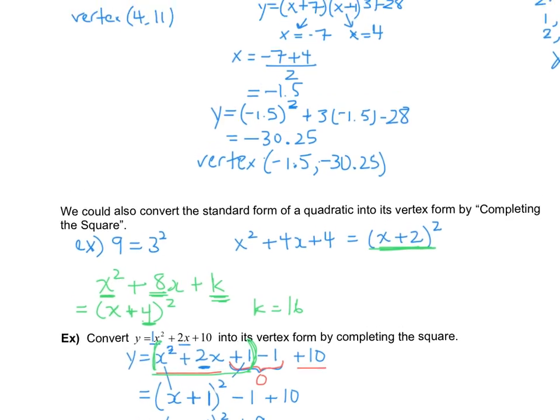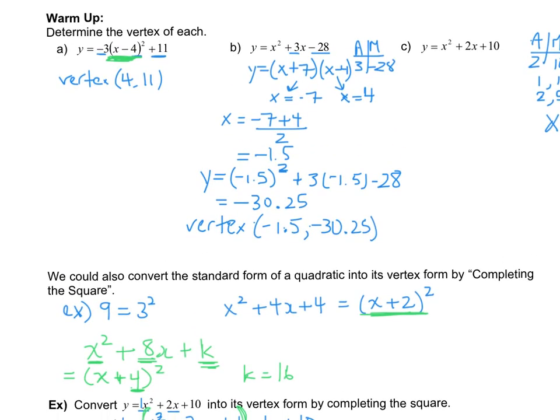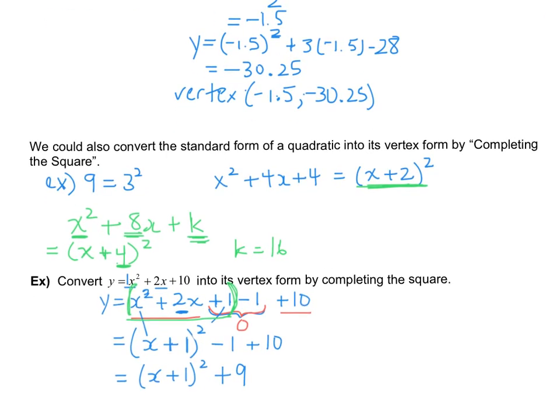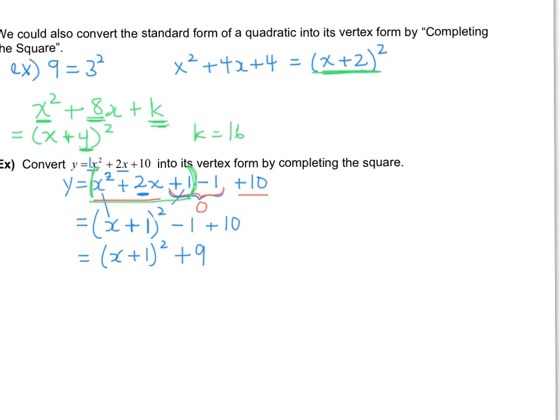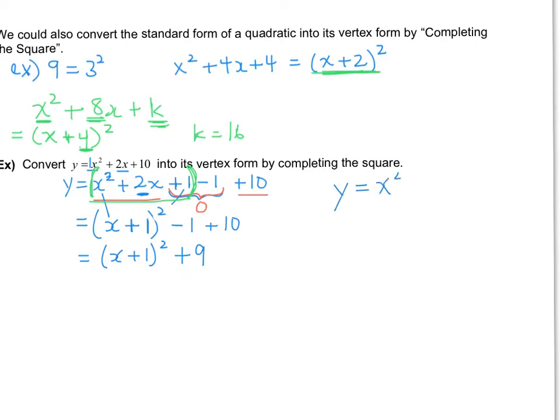Now, we're going to do the same thing with part B. So part B was the equation y equals x squared. This one's going to be a little trickier though. Plus 3x minus 28.